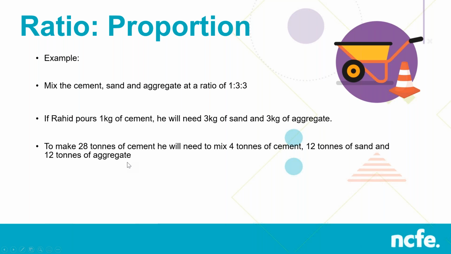If he wanted to make 28 tons of cement, then in order to find out the way of mixing that, what you would need to do is divide 28 by, we've got how many different parts? 3 plus 3 is 6, plus 1 is 7. So 28 divided by 7 is 4. So if he needs to make 28 tons of cement, then we multiply each of these by 4.